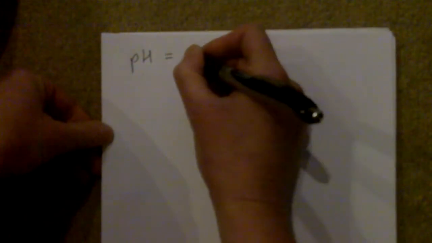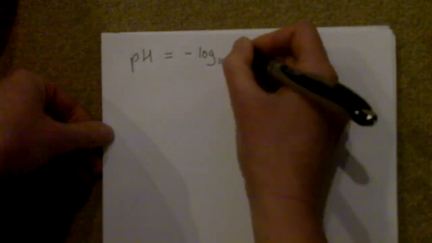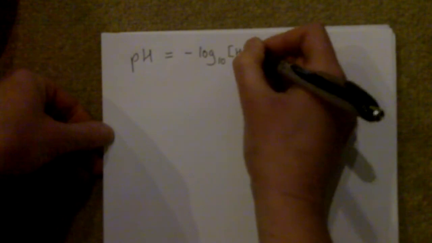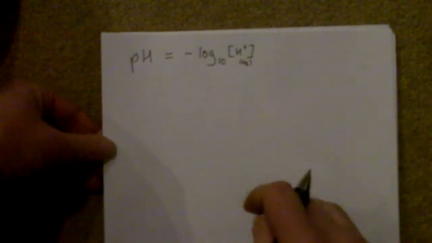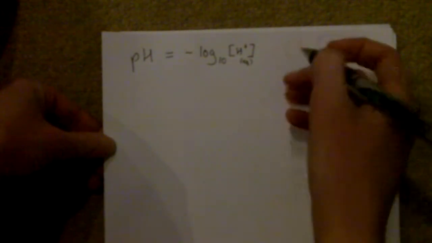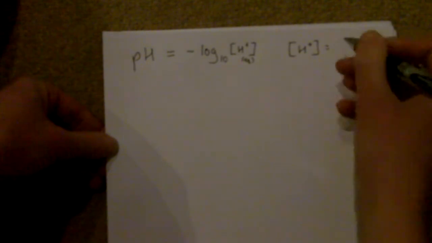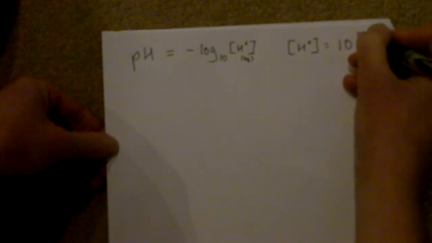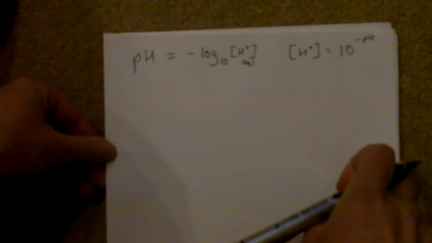Okay, pH, lowercase p, capital H. The definition of pH: pH equals minus log to base 10 of the concentration of H+ in square brackets, where H+ is aqueous. So that's the definition of pH. If you want to work out the concentration of the H+, then it's going to be 10 to the minus pH. Okay, so that's how you work out pH.